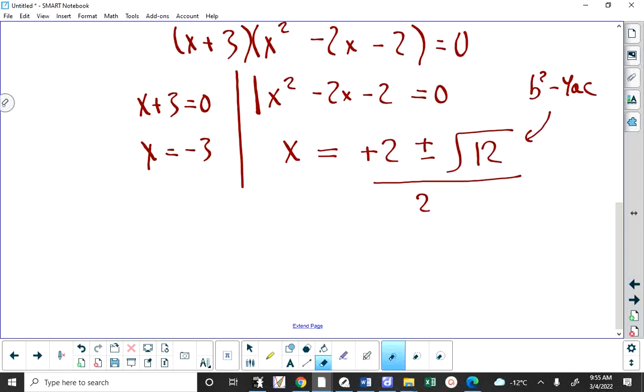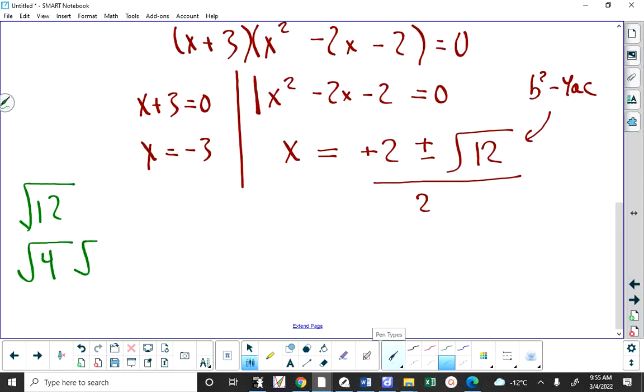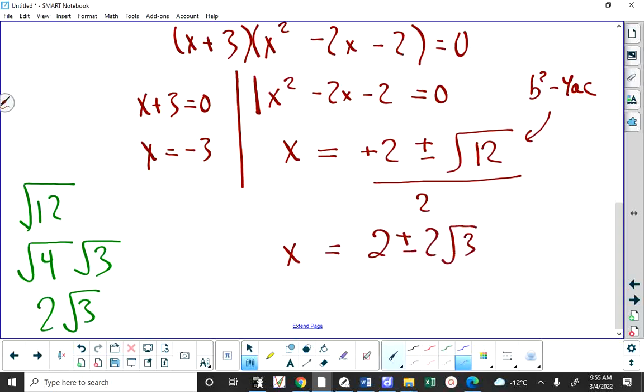And, you can run from earlier math, but you can't hide from it. We have to use grade 10 and grade 11 math all along the way. We're going to simplify that root 12. I would say everybody should know root 12 is 2 root 3. But to show that, root 12 is root 4 root 3, which is 2 root 3. So the next step is to put 2 root 3 in there. And I have 2 plus or minus 2 root 3 over 2.